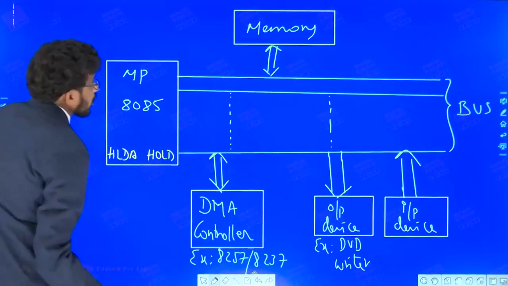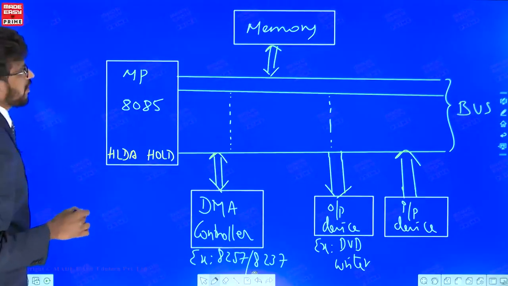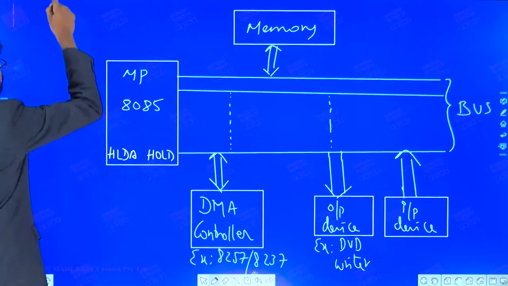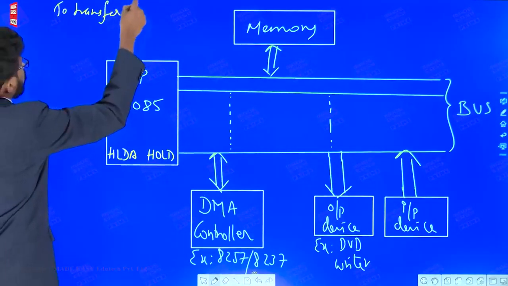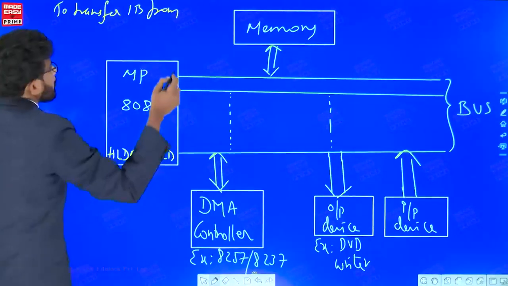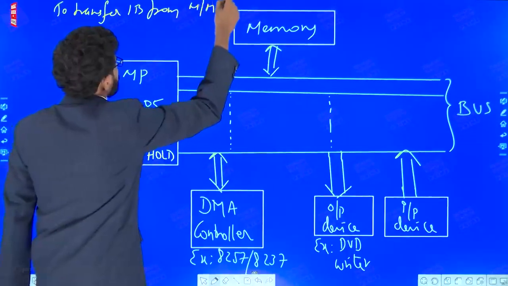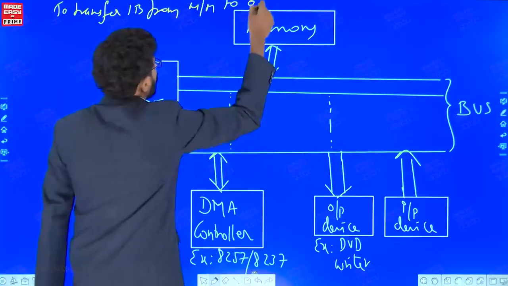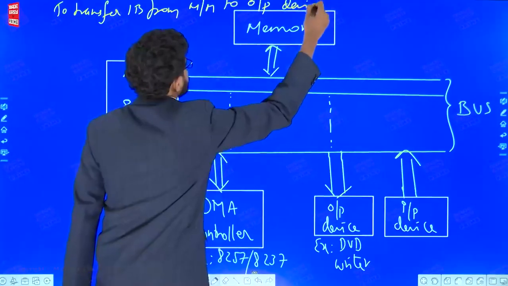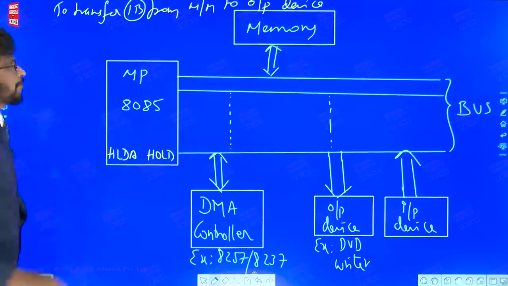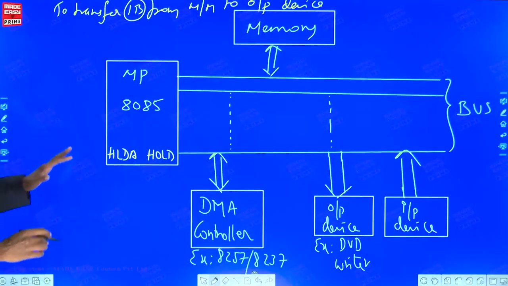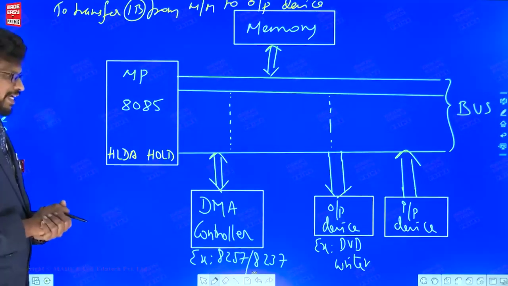Okay. Now observe carefully. Let us say I want to transfer 1 byte from memory to an output device. This is the example I am considering. I want to transfer 1 byte from memory to the output device. What is the general sequence which may take place?